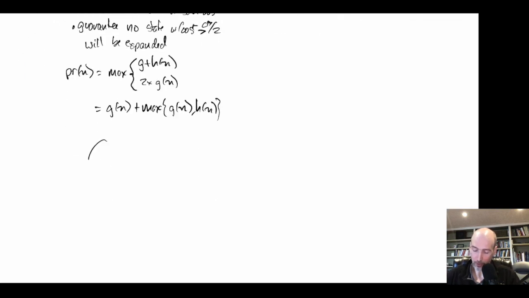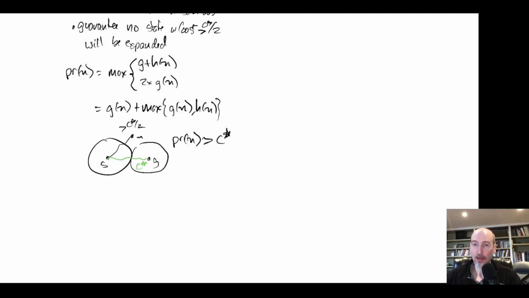So just to show this picture here, we have the start. If there's some node here where the cost is greater than C star over 2, here's the goal. We do know that there does exist some optimal path with cost here of C star. Then what we can see is that the priority of this state, if we call this n, the priority of n has to be greater than C star. Okay. Because 2 times the g cost will be greater than C star. And I use the maximum of g of n and g of n plus h of n.